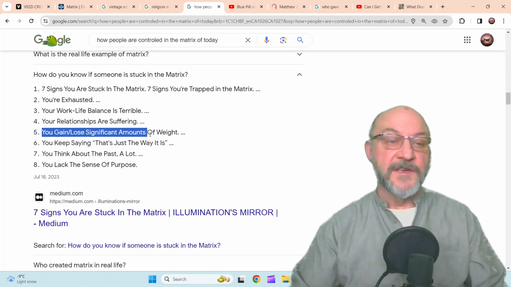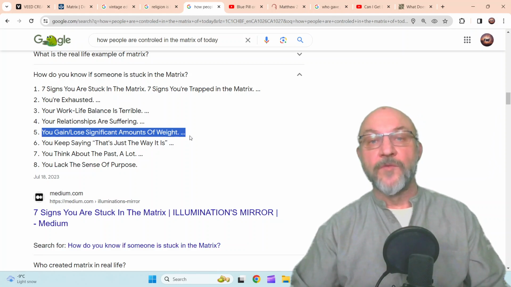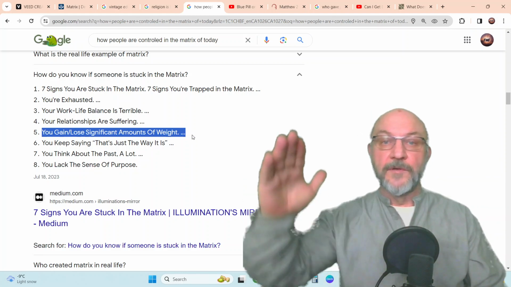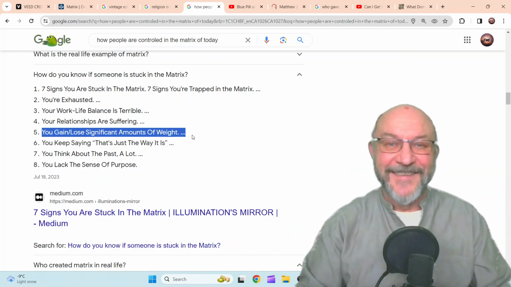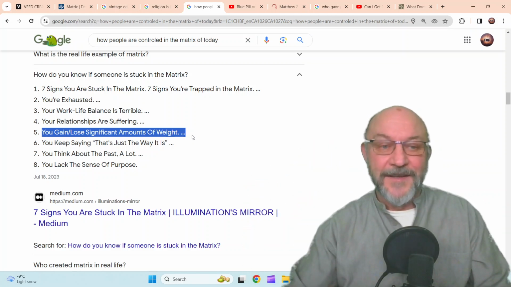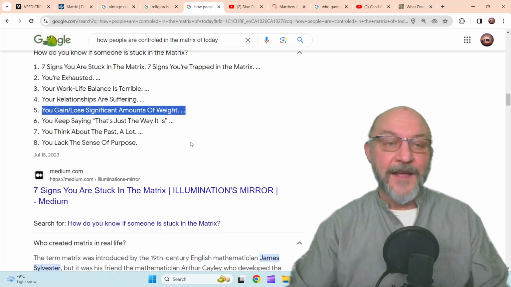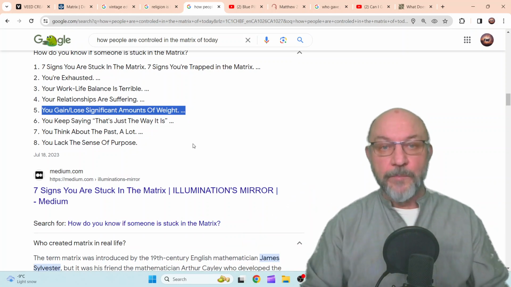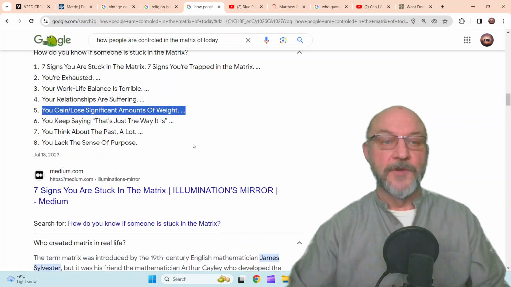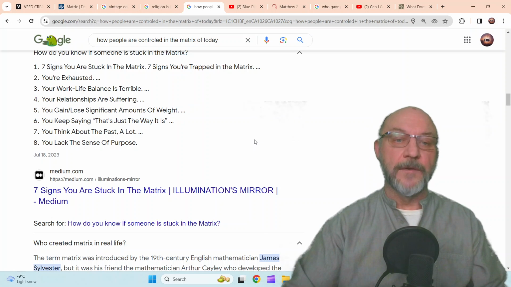Here's the other one. This is the 5th point here. You gain and lose significant amounts of weight. I was like a roller coaster. Fat, lose a bit, fat, lose a bit. Still fat, but not as fat as I was. I'll tell you, if you have weight gain problems, you're probably still plugged in. You're plugged into the matrix, the Watchtower.